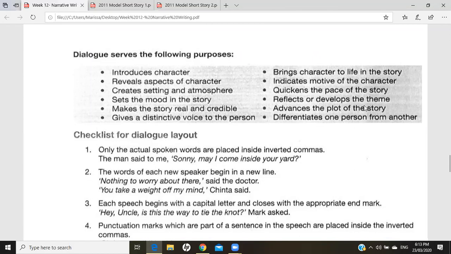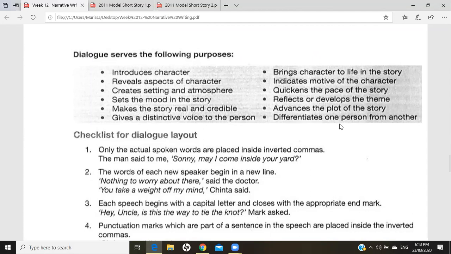It reflects or develops the theme. So every story has a general theme, like what the story is about, and the words that the characters are saying could reflect the theme of the story. The dialogue even advances the plot of the story, so it gets the plot going. So by what the characters say, the story can move from the rise in action to the climax, and then the climax to the fall in action. And you could do this with dialogue.